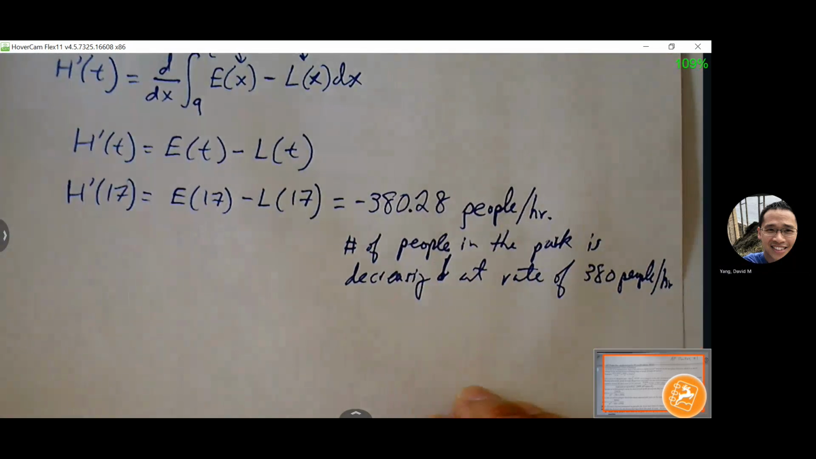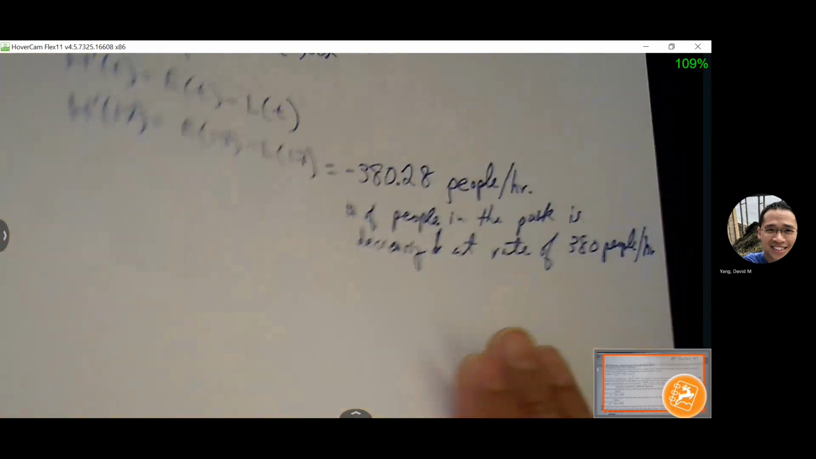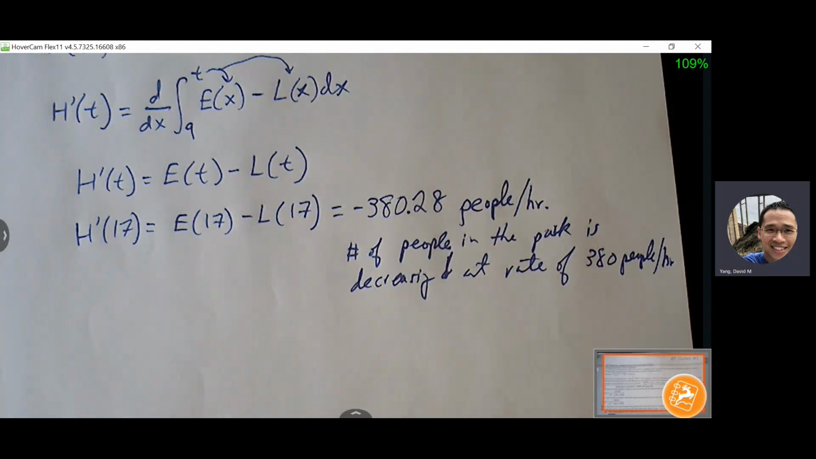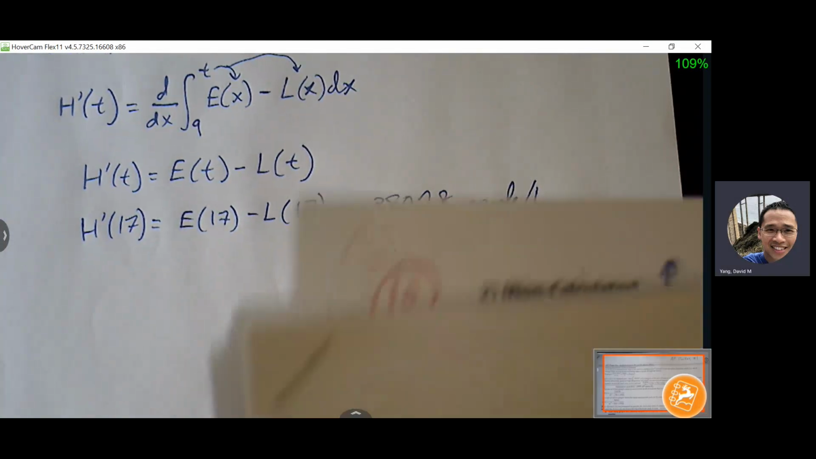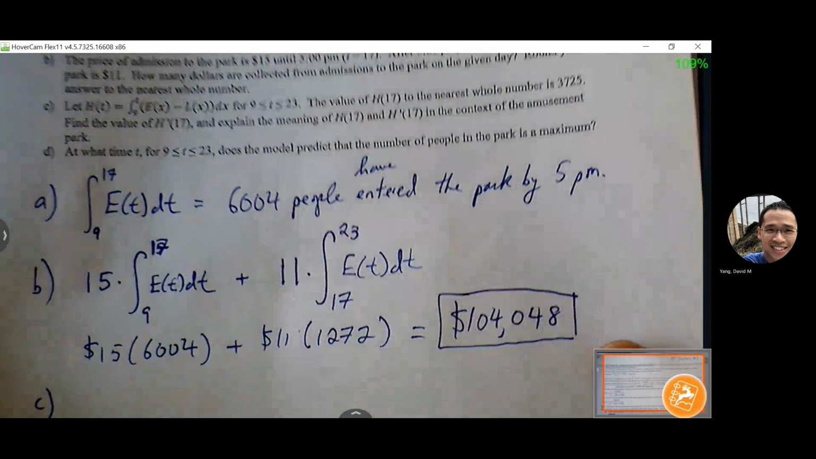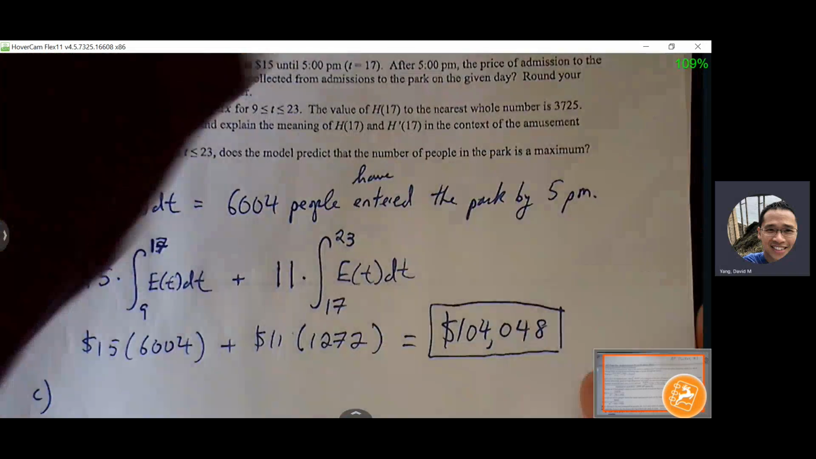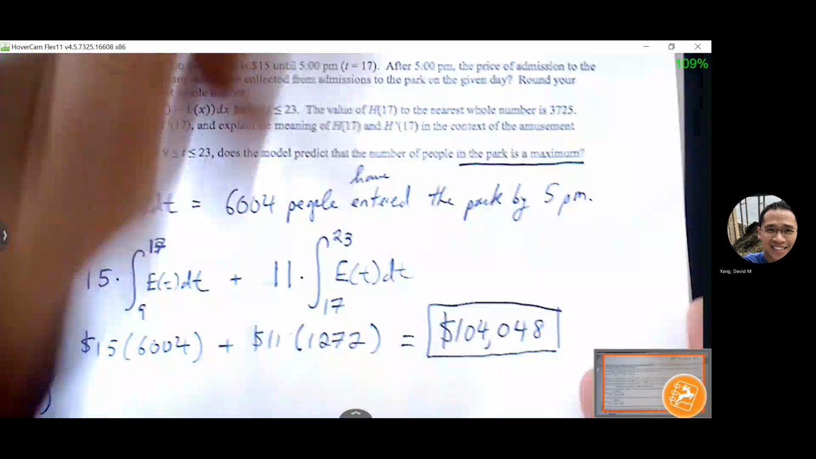Okay. All right, any questions here? All right, let's look at part D here. At what time does the model predict that the number of people in the park is at a maximum? Okay.